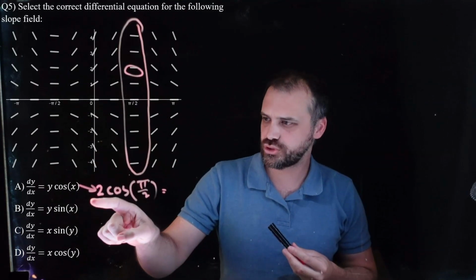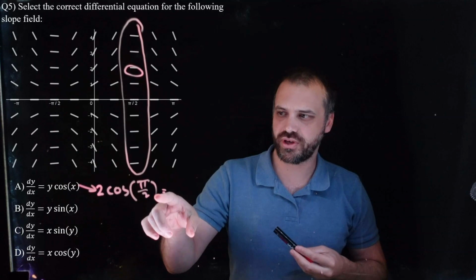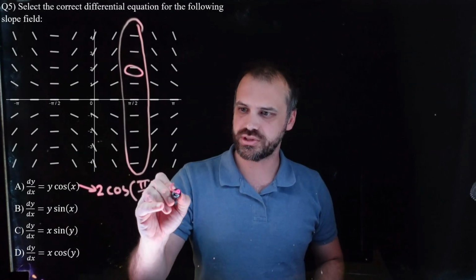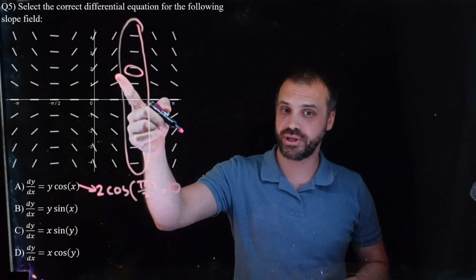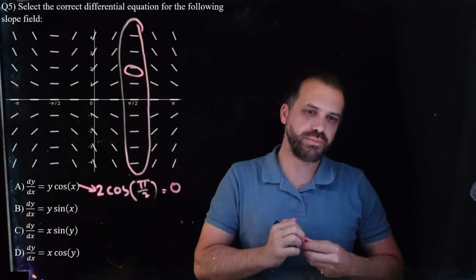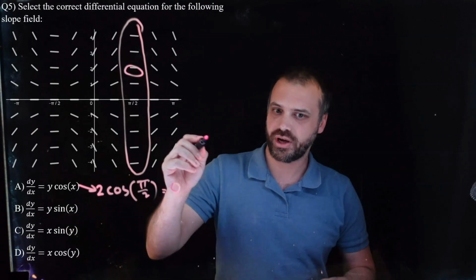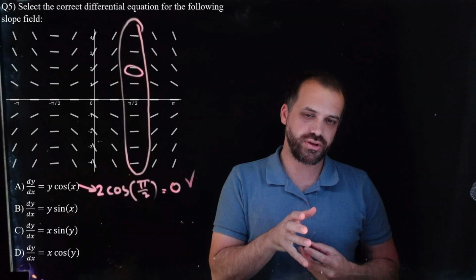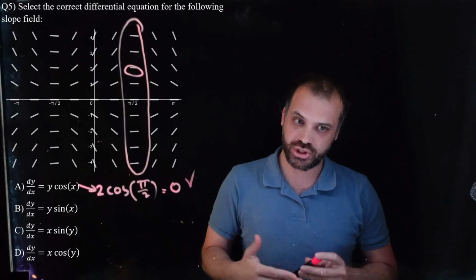Okay, when I put 2 for y and pi on 2 for x into this equation, 2 cos pi on 2, that's equal to 0. That's good, because my gradient there is 0. And so you might be tempted here to stop and go, yep, I've done it, my answer's A, I'm finished. You really need to be more thorough than that. You really need to check the others just to check.